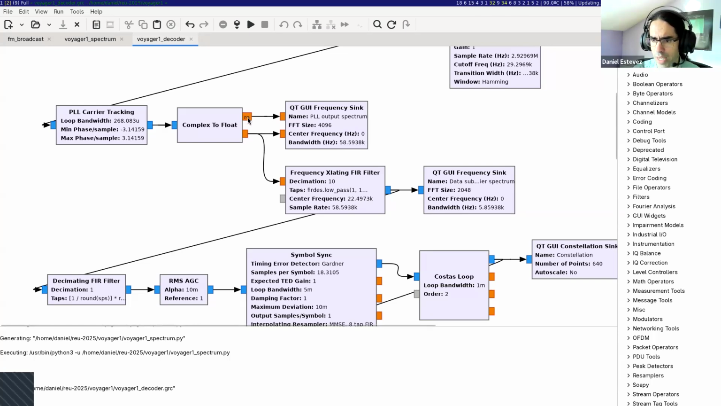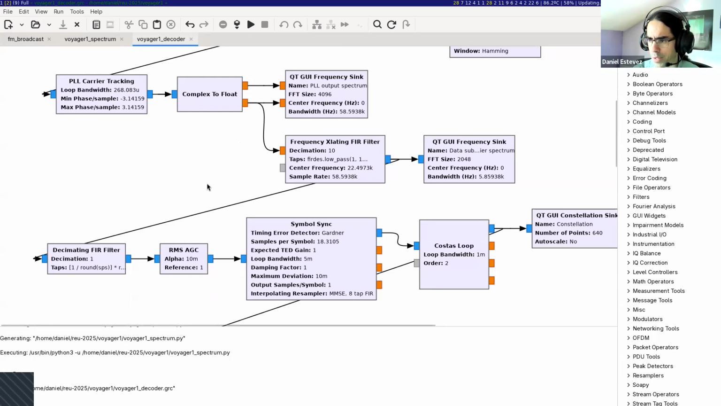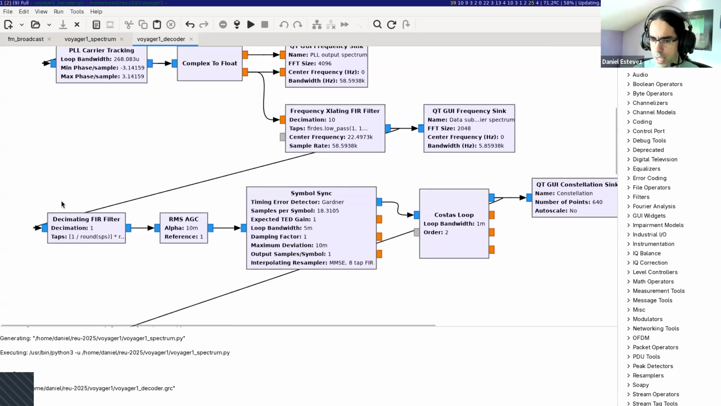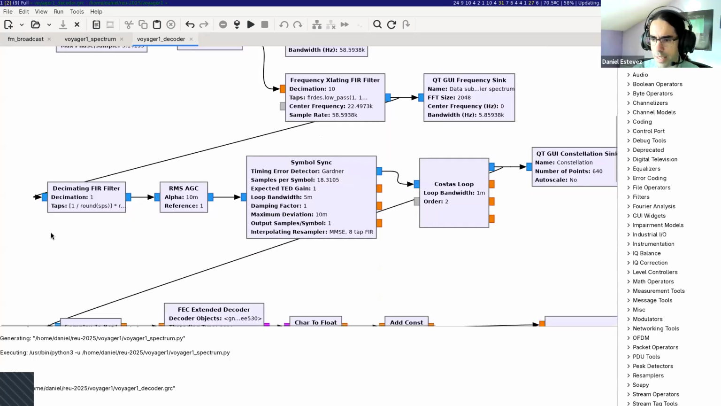There is a small detail. Why do I have a real part, imaginary part? This will become clearer when we look at this plot, so I'm not going to explain it now. So now after this filter, we are looking at just the data sideband.